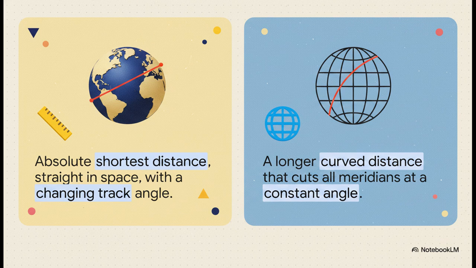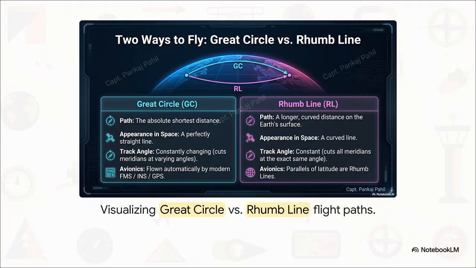This is exactly what modern FMS and GPS systems use. But the big catch? Your track angle is constantly changing. If we visualize it, notice how the great circle track, the shorter path, is actually changing its angle relative to local true north at every single meridian it crosses.